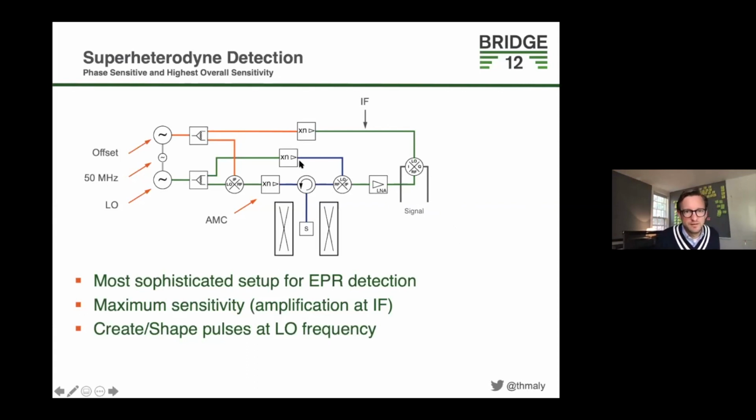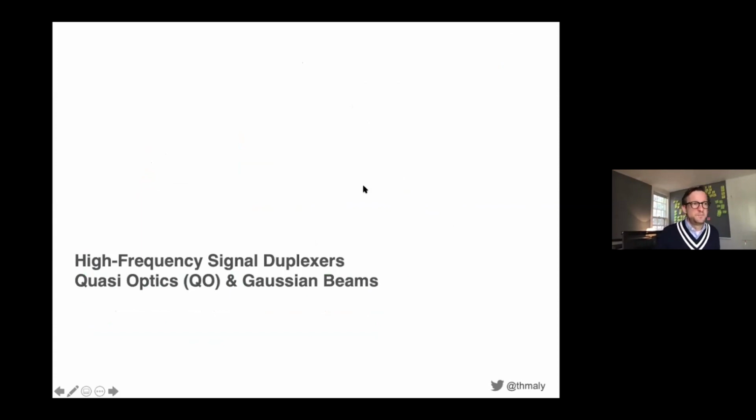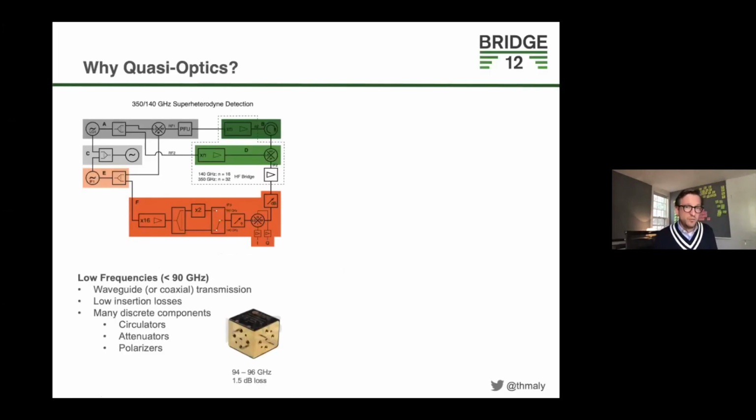Okay, so now let's talk about this device here, the circulator. And that brings us to the last part of the talk, where we see how we build high frequency signal duplexers, and now we're wandering into the area of quasi-optics and Gaussian beams. Why quasi-optics? You may have heard that term already. If you look at high-field EPR papers, they always use quasi-optics there.